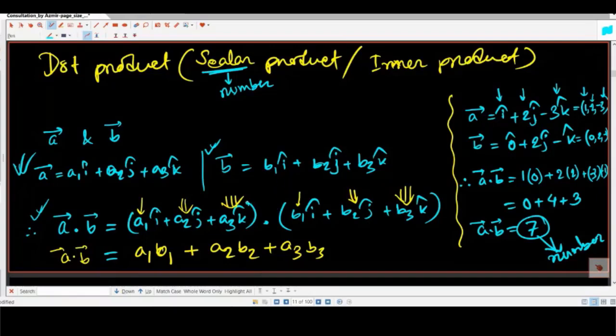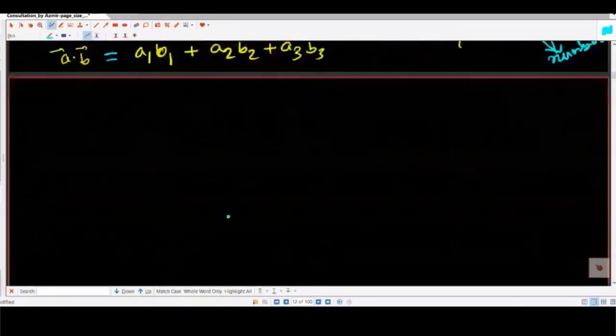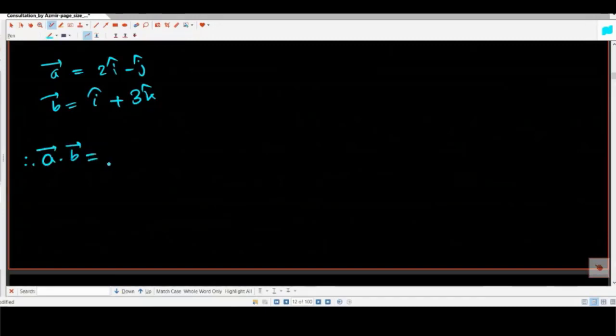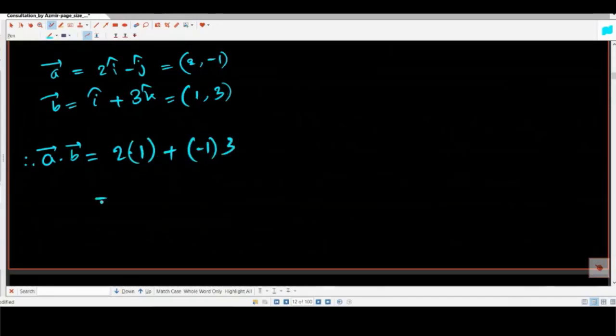Similarly, we can think about two-dimensional vectors. Let's say we have a vector a equals 2i minus j, and b vector is i plus 3j. If we need a dot b, first let's find the components. It is 2 comma minus 1, and the components of b will be 1 comma 3. So a1 b1 plus a2 b2. So we get 2 minus 3, so negative 1. This is the dot product of these two-dimensional vectors.